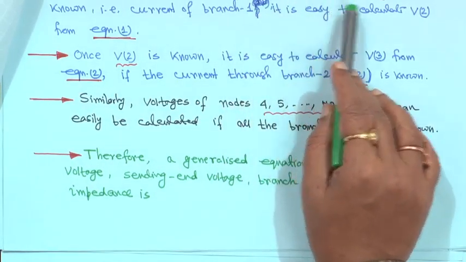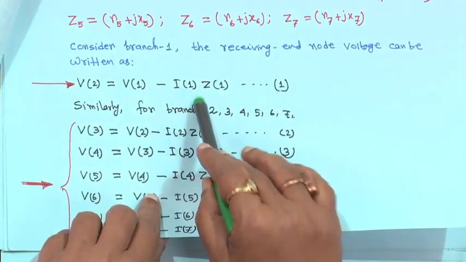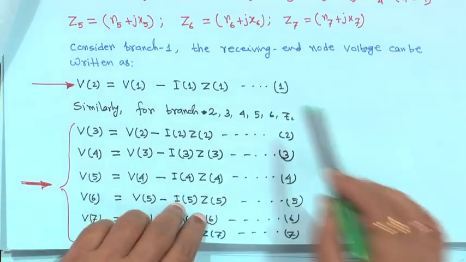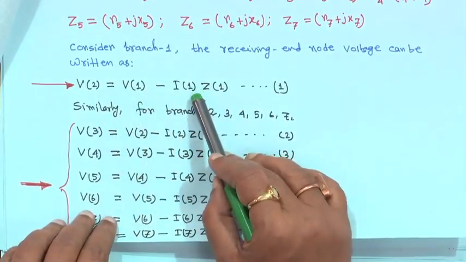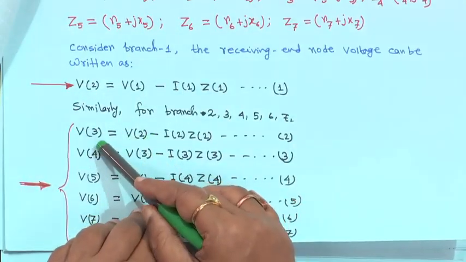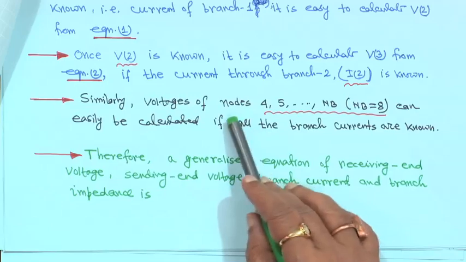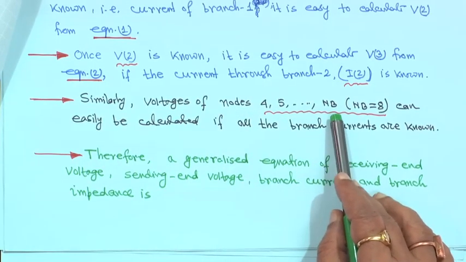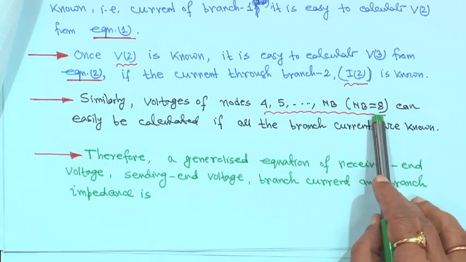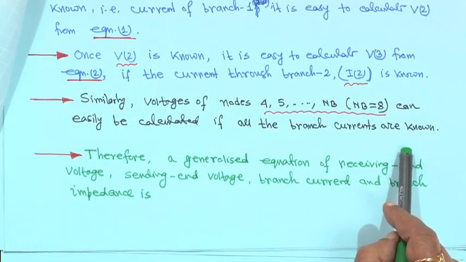Substation voltage V1 was known. If we know I1, I2 and so on, for the first branch, if I1 is known, that is the current of branch 1, it is easy to compute V2 from equation 1. Similarly, if V2 is known, it is easy to calculate V3 if I2 is known, because the Z impedances are known, right. Similarly, the voltages of nodes 4, 5 up to node NB can easily be calculated if all the branch currents are known. In this example, the total number of nodes NB is equal to 8, for the diagram we have taken.